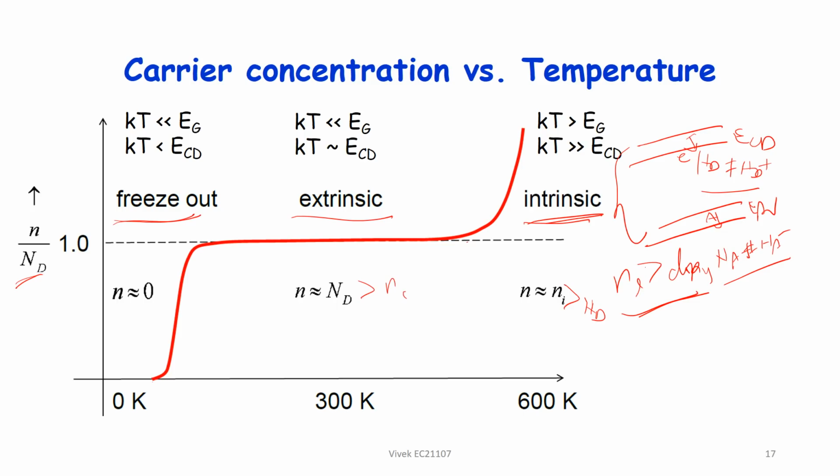So here I have described more about it. KT is much less than Eg, KT is less than ECD. For middle region, KT is again much less than Eg, but KT is comparable to ECD. So this extrinsic region dominates. Here KT is less than Eg and much larger than ECD. So again it is intrinsic here, right? So the first term determines Ni, second term determines contribution by Nd, right? So you can say the donors that are ionized.